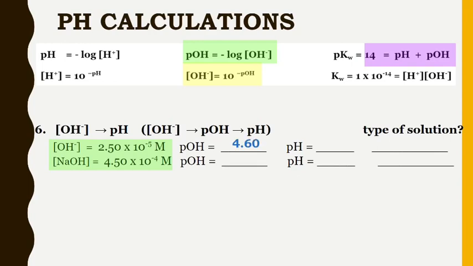Negative log of 2.5 times 10 to the negative 5, as you might assume, is pretty close to 5, but not quite. Then we subtract from 14, and we get our pH is 9.4. And now that we have that pH, it's bigger than 7. That's a base. So go ahead and finish this last row. Let me know what questions you have when you get to class.